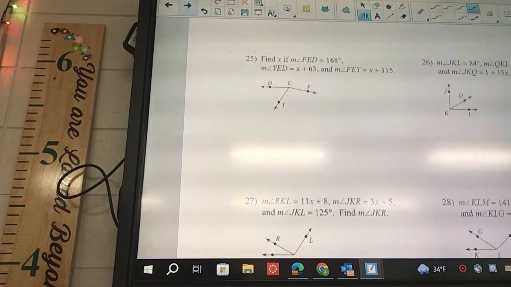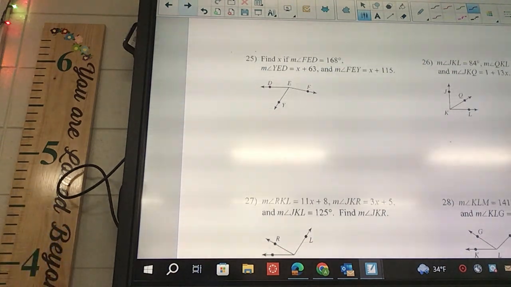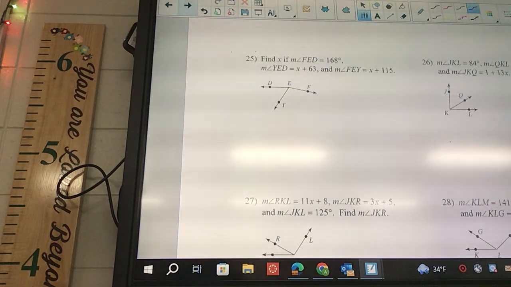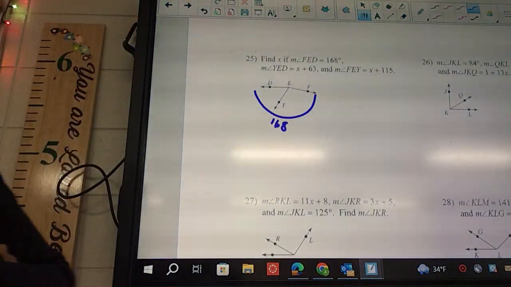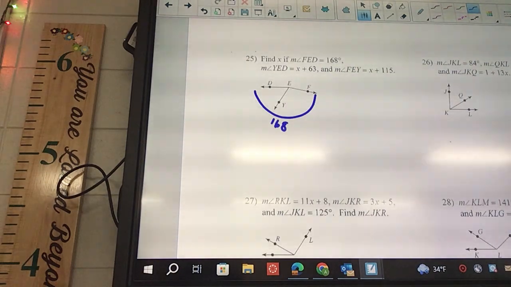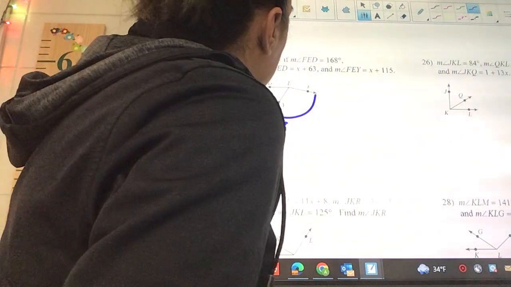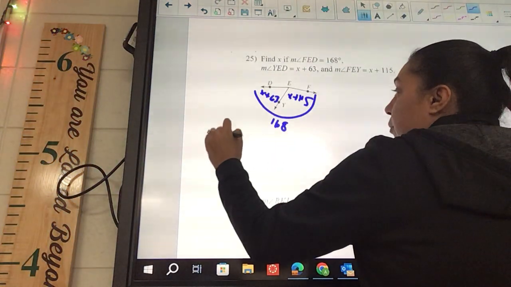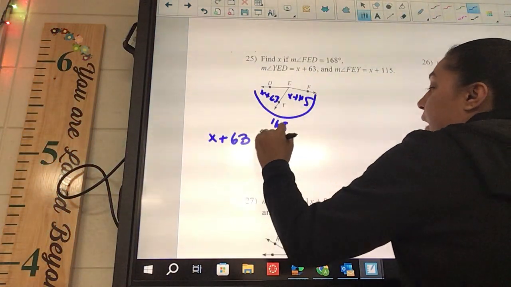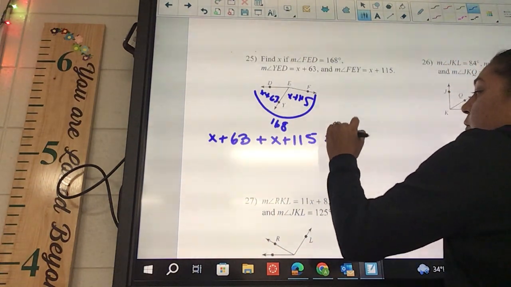Okay, cool. 25 says find X. FED, is that our little or our big? Big. FED is the big, so this is gonna be 168. YED is a little, and that's gonna be X plus 63. So obviously the FEY is gonna be X plus 115. If we set this up, it's gonna look like X plus 63 plus X plus 115 equals 168.